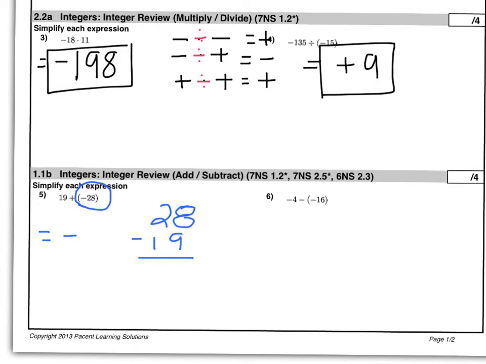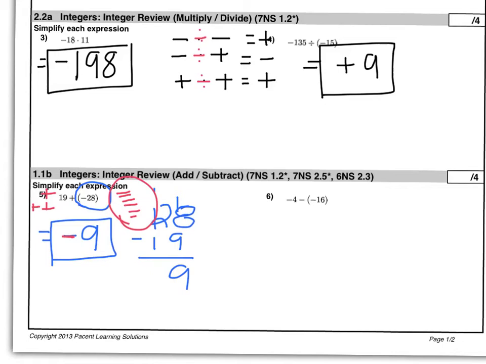So 18 minus 9 is 9, and 1 minus 1 is 0. So my answer ends up being a negative 9. And remember, the other way you can think about this is I have 28 negatives, and I have 19 positives. Well, I'm going to have more negatives, and therefore my answer is a negative.